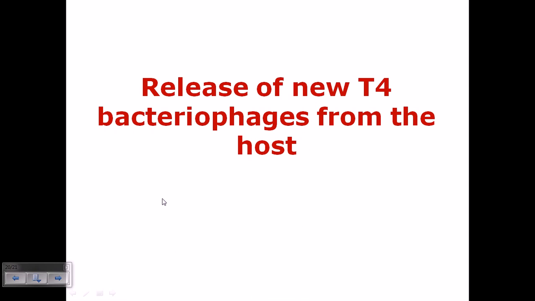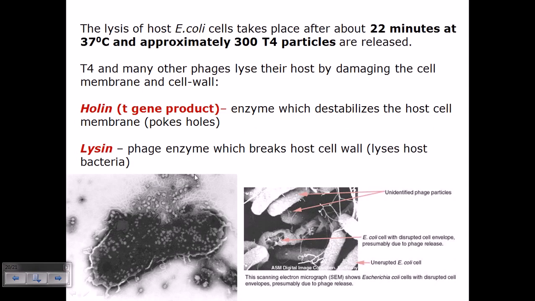So, release of new T4 bacteriophages from the host. In this case, the lysis of host E. coli cells takes place after about 22 minutes at 37 degrees Celsius, when approximately 300 T4 particles are released. T4 and many other phages lyse their host by damaging the cell membrane and cell wall. Two enzymes are responsible for this: one is holin, another one is lysin.